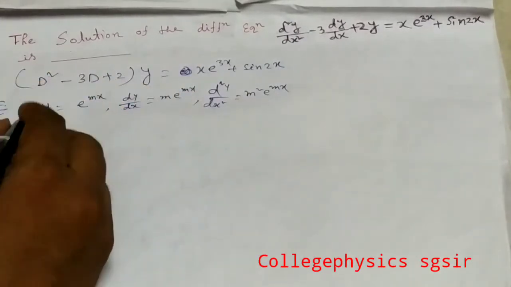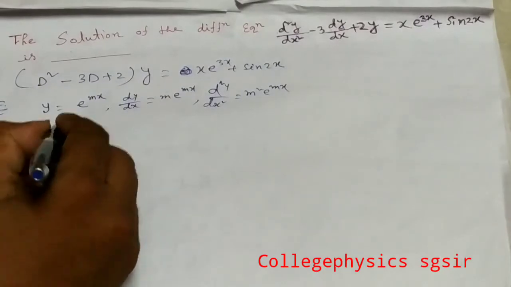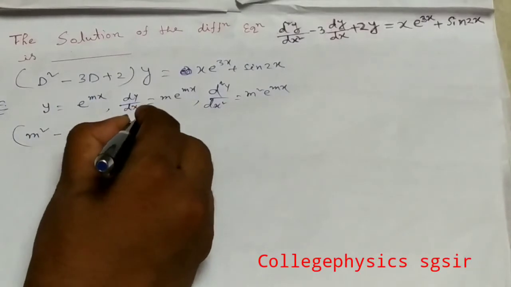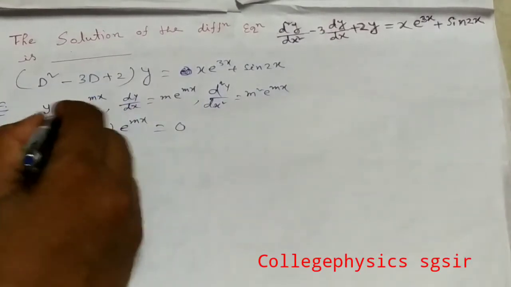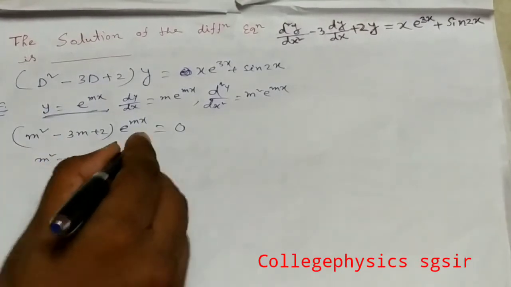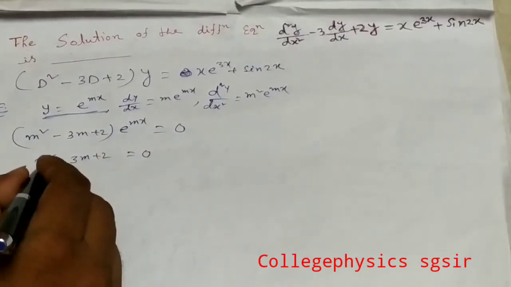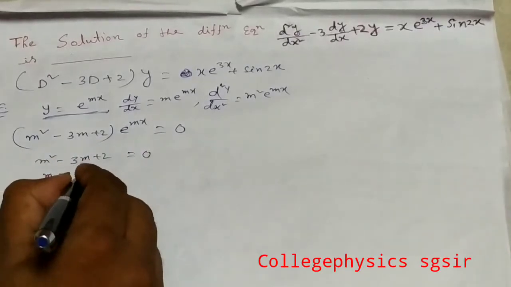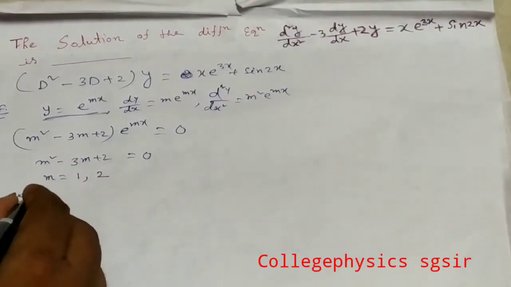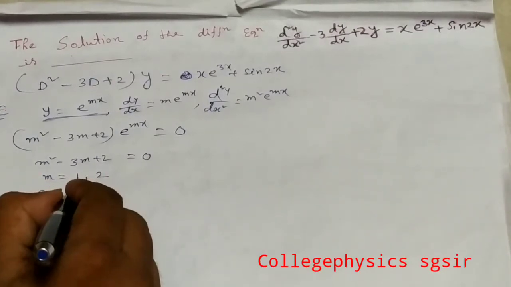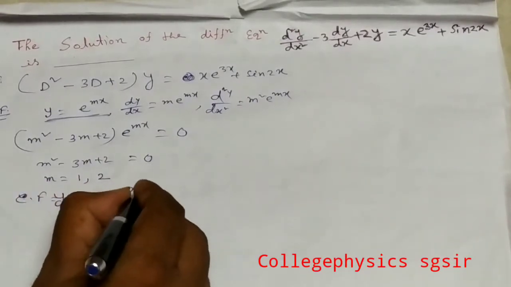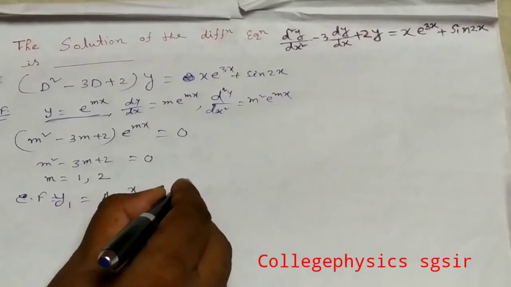So if we put this value in this equation, (m² - 3m + 2) e^(mx) = 0. We know e^(mx) is not equal to 0, so m² - 3m + 2 = 0. So we get the values m = 1, 2. So the complementary function of this equation is y1 = a e^x + b e^(2x).